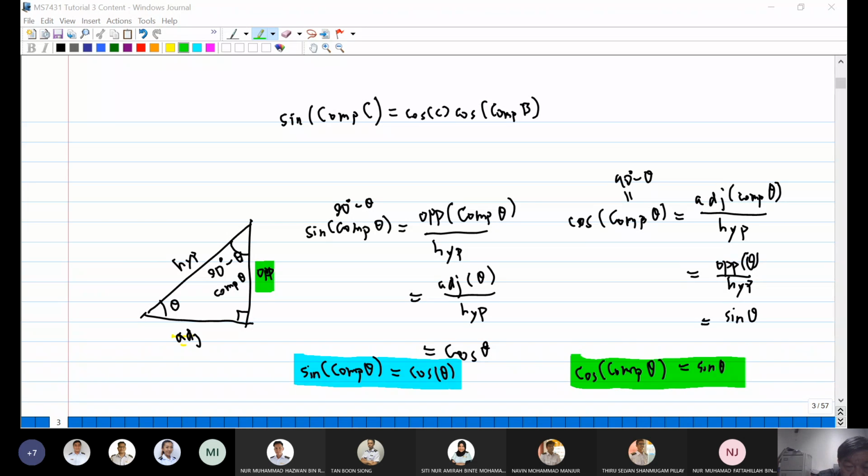So this one, okay, I'll WhatsApp this to you. Relation between co-functions: whenever you have cosine of co or sine of co, you can do this.